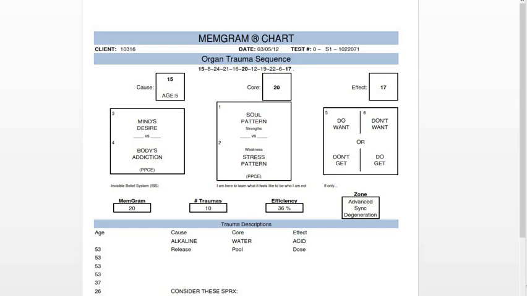Okay, at the top of the MemGram chart, right under organ trauma sequence, you'll find a chain of numbers. These numbers represent glands and organs. From here on, I'll just refer to them as organs. You can think of them as a chain of dominoes. The left one, which is the past cause, knocking over the next one, the next one, the next one, until you reach the right side, which is the present.